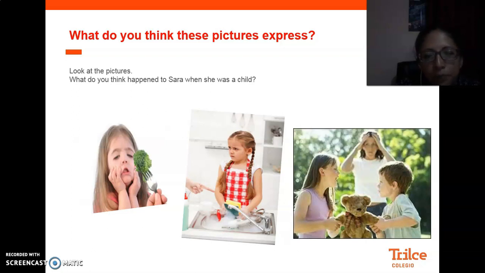Picture number 2. Look at Sarah's face. Do you think she liked to wash the dishes? And picture number 3. Do you think Sarah liked to share her toys with her little brother? What do you think happened to Sarah when she was a child? Please write down your possible answers in your notebook.